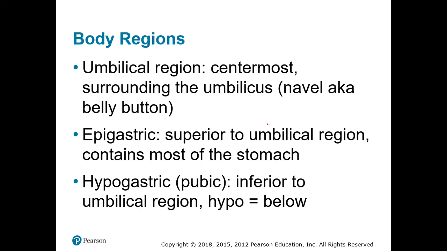Here I just have written out where each of these regions are located. The umbilical is our centermost. It's surrounded by the umbilicus, which is the navel or belly button. The epigastric, this is superior to the umbilical region. It contains most of the stomach. The hypogastric, which is pubic, this is inferior to the umbilical region. Hypo usually means below.